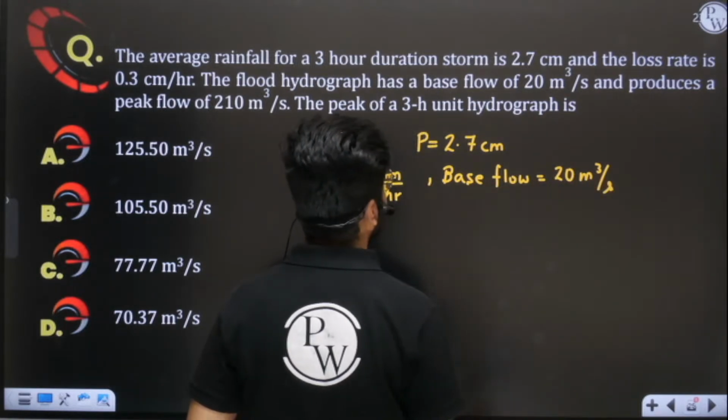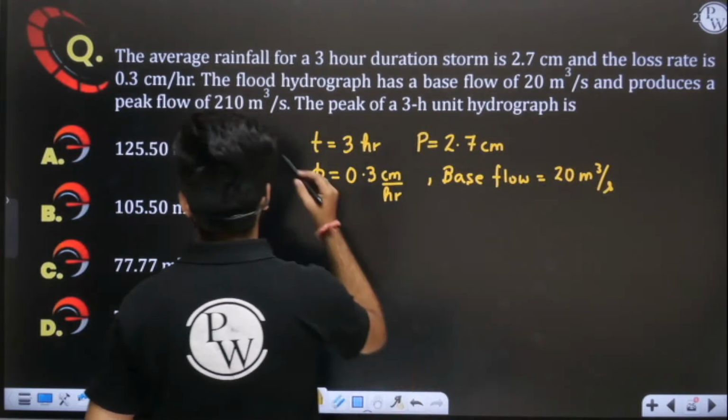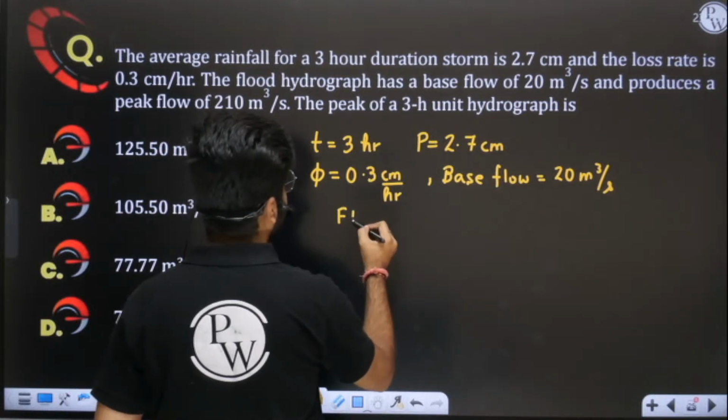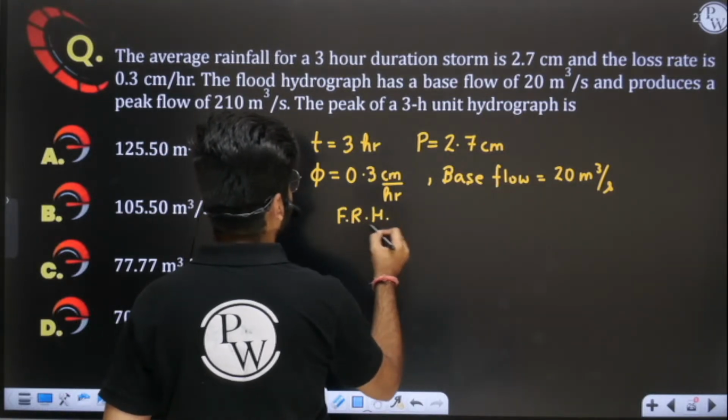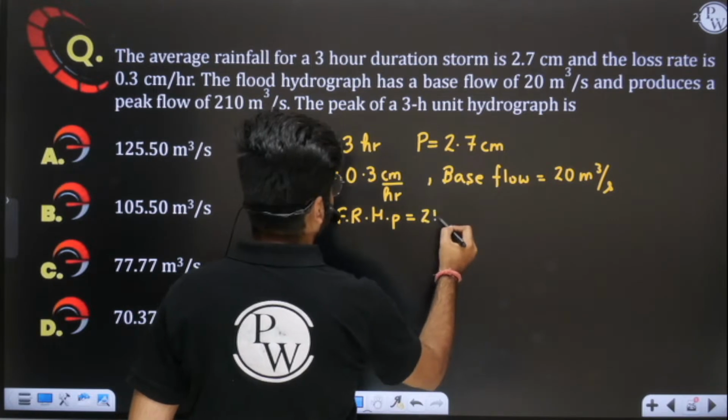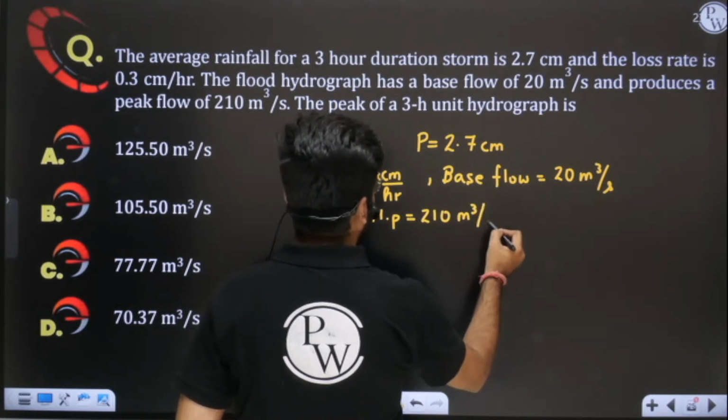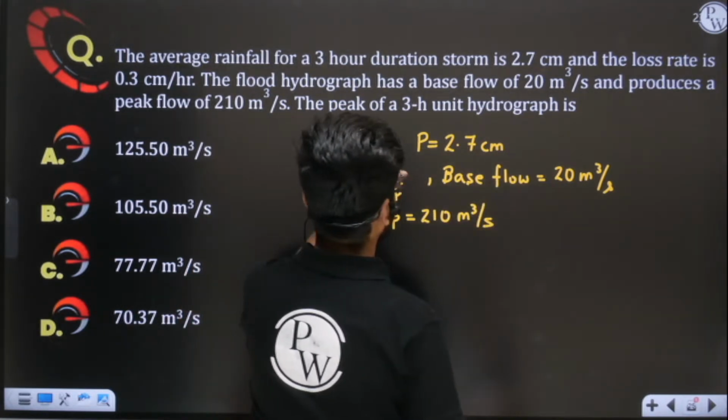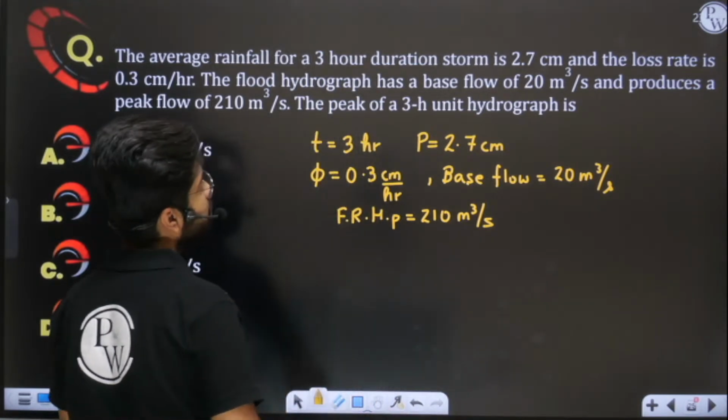P, phi, T, everything is given, and it produces a peak flow of 210. Flood runoff hydrograph peak is given to you as 210 meter cube per second. So peak you have to find out. How will you find the peak of 3 hour unit hydrograph?